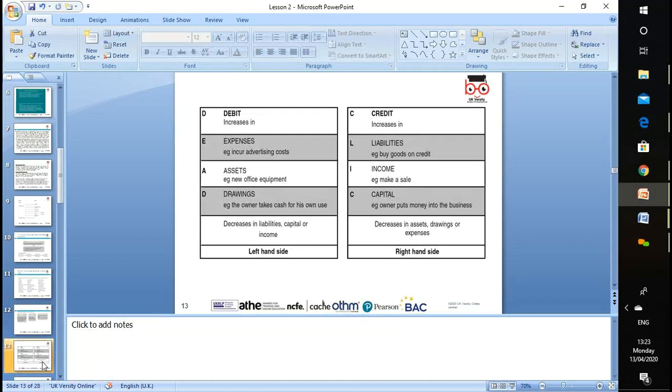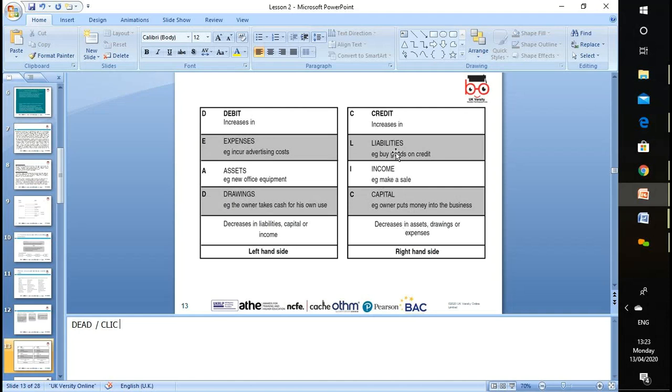Okay, to remember it, we use the word DEAD CLIC, guys. Please, you just need to remember this to understand the double entry. D-E-A-D, debit, and CLIC. So D stands for drawing, E stands for expense, A stands for asset, and D stands for drawing. Drawing means anything you draw. So when these increase we do debit, when they decrease we do the opposite.